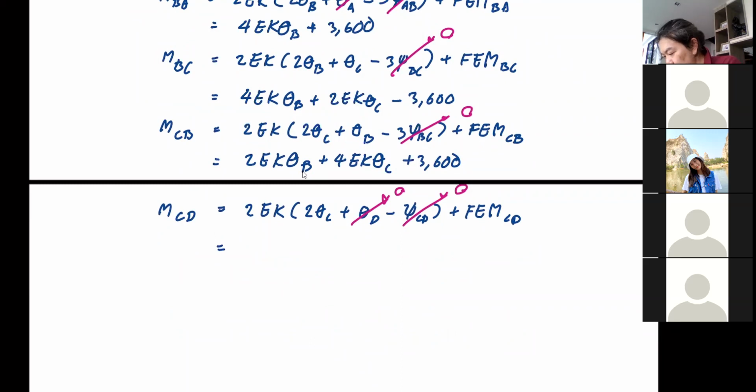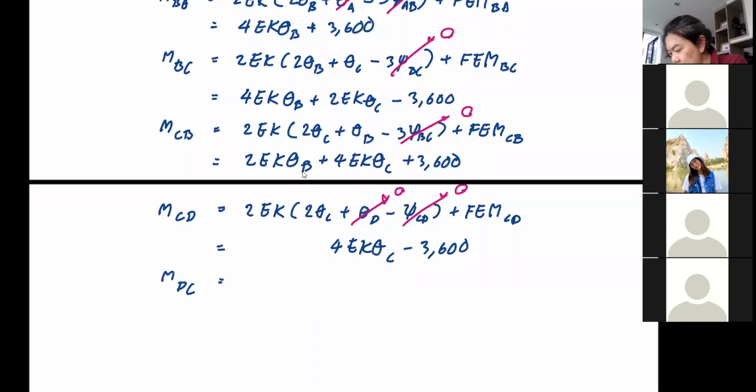So I'm just going to put the 4EK theta C here, so that you see the C here, and then C there. Well, let's do it again. 4EK theta C. And this one is minus 3600. Right?